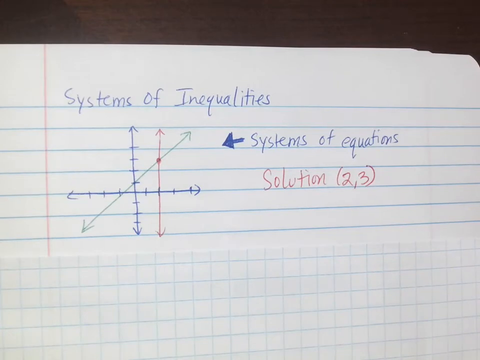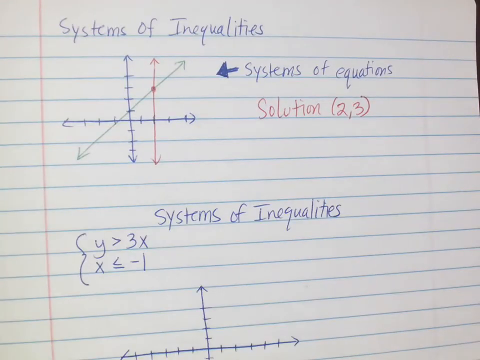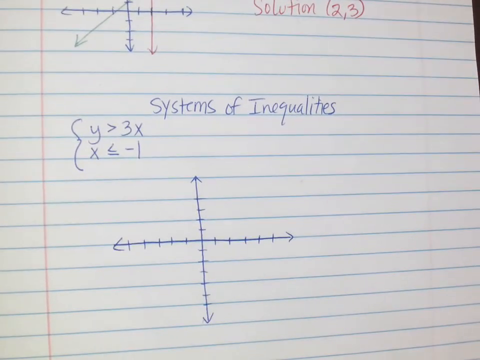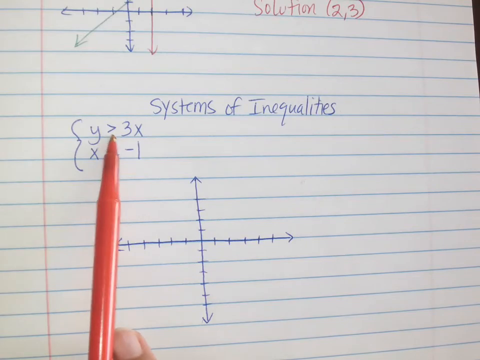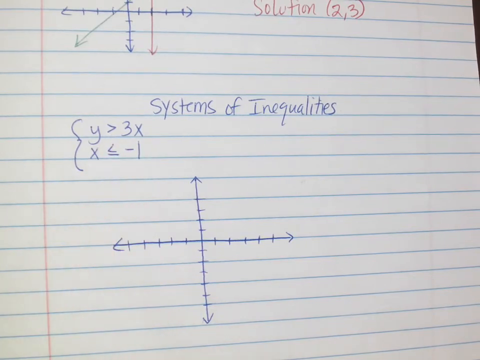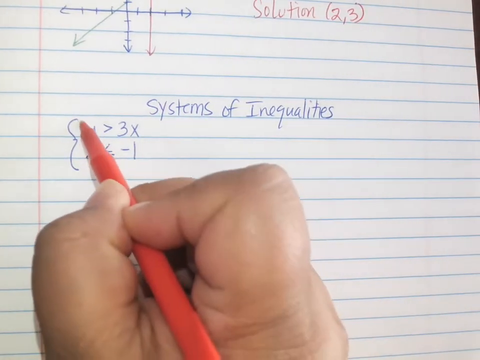It is a little different when it comes to systems of inequalities. And I hope you watched the last video so you can learn how to graph inequalities. So let's get into systems of inequalities. We have these two inequalities right here: y is greater than 3x, and x is less than or equal to -1. We're going to graph both of them on our coordinate plane here.